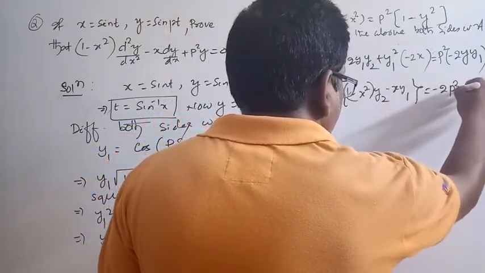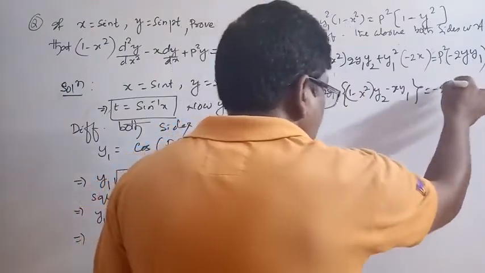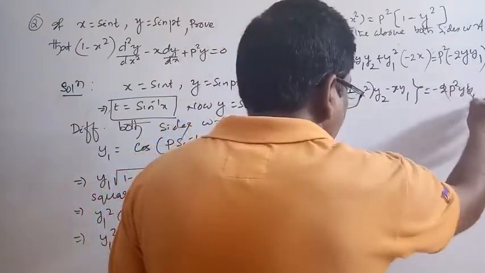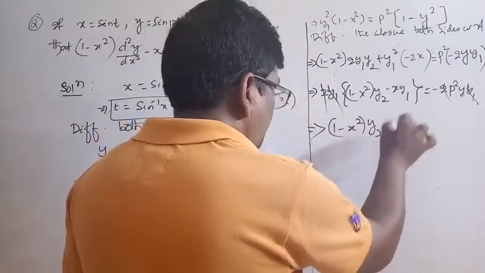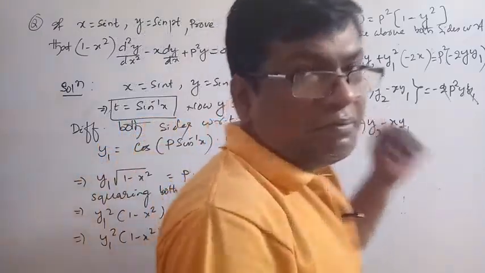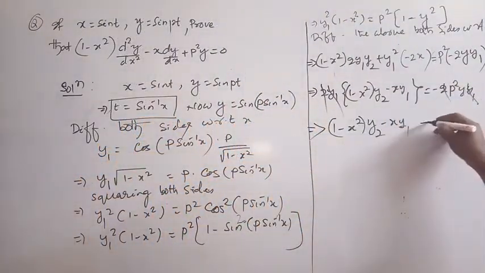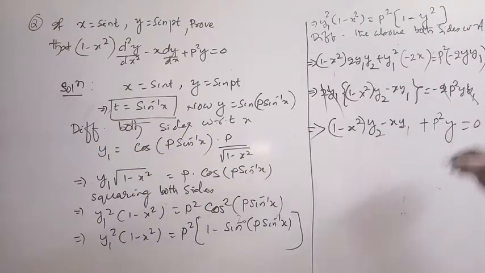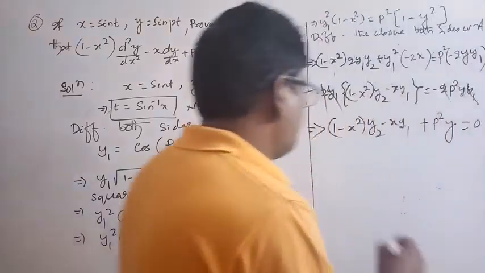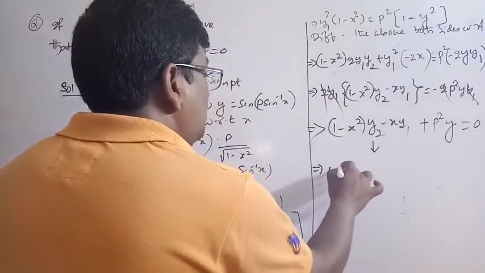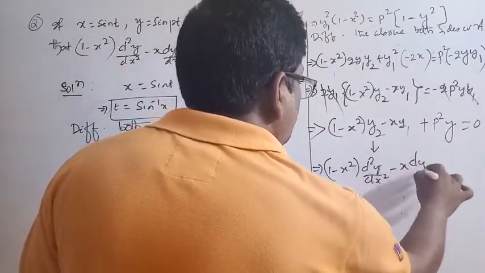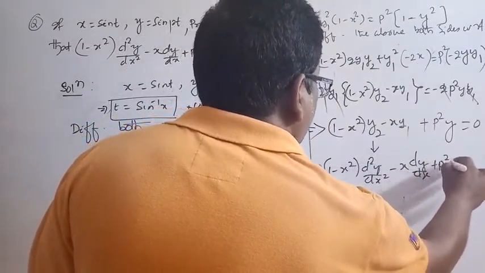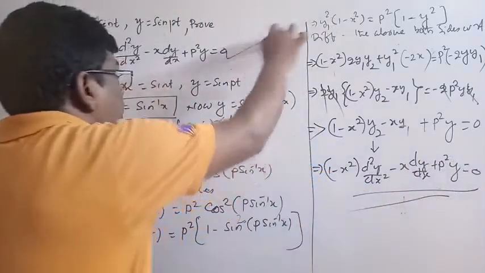Minus 2p square y into y1, so the 2s cancel, the y1 cancels. What remains here is 1 minus x square into y2 minus x y1 plus p square y equal to 0, which is our required proof. So y2 means (1 minus x square) d square y by dx square minus x dy by dx plus p square y is equal to 0. This is our required proof.